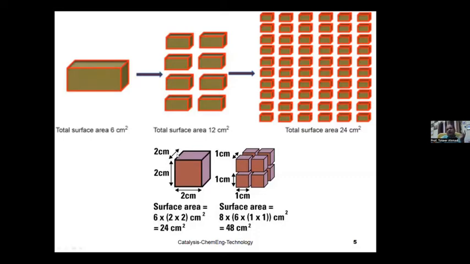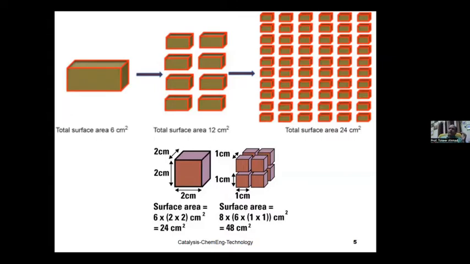And now you can calculate the covered surface area of these 8 cubes. It will be 8 into 6. 8 is the number of cubes, 6 is the number of surfaces, and 1 into 1 is the area of a square. So this will be 48 square centimeter. So just by reducing the size of the cube from 2 centimeter length to 1 centimeter length, its covered area will increase from 24 square centimeter to 48 square centimeter.